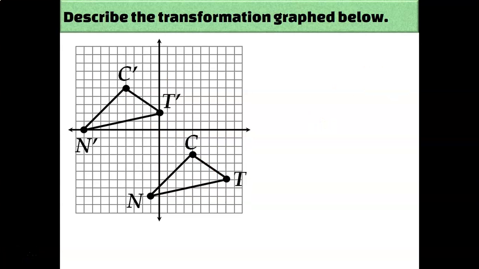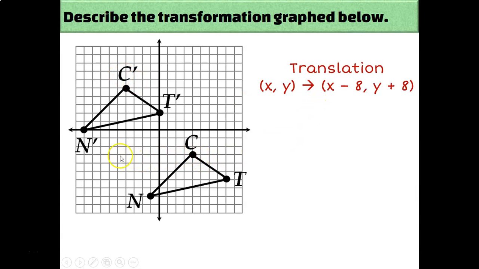For our next example, they're in the same orientation. They both have N on the left and C on the top and T on the right. So it must be a translation, but how far did we go? Well, count carefully. Make sure you're going from the pre-image to the image. We went to the left 8 and up 8. So that's x minus 8 and y plus 8.